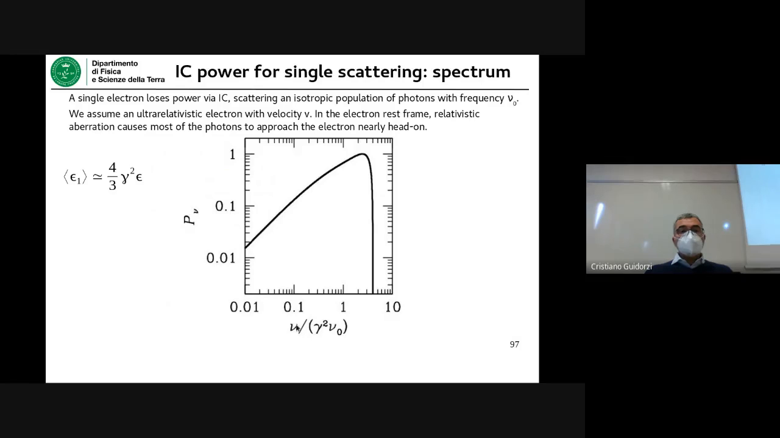You can wonder, given that the same electron will scatter all the photons to different energies, you have a spectrum. So the result is this function here. You see you have a peak close to the maximum gain. If you remember, the maximum gain is 4 times gamma squared, and given that this is nu over gamma squared nu zero, this is right 4. This is the maximum energy gained by a photon, 4 times gamma squared the initial frequency. And this is also close to the most probable.